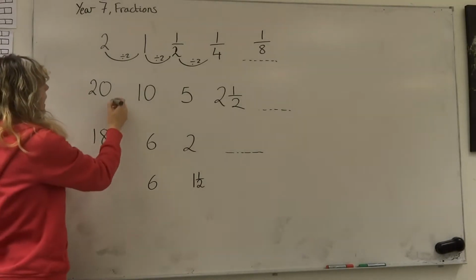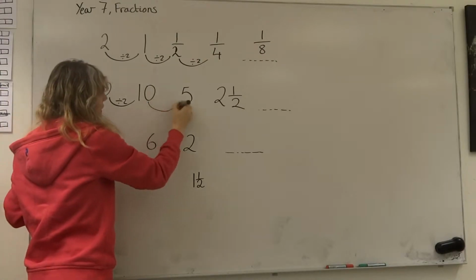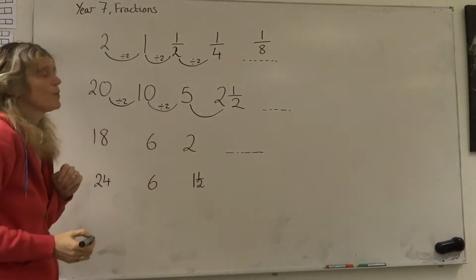Here, what are we doing again? We're again dividing by 2. 20 divided by 2 would give us 10. 10 divided by 2 would give us 5. 5 divided by 2 would give us 2.5.